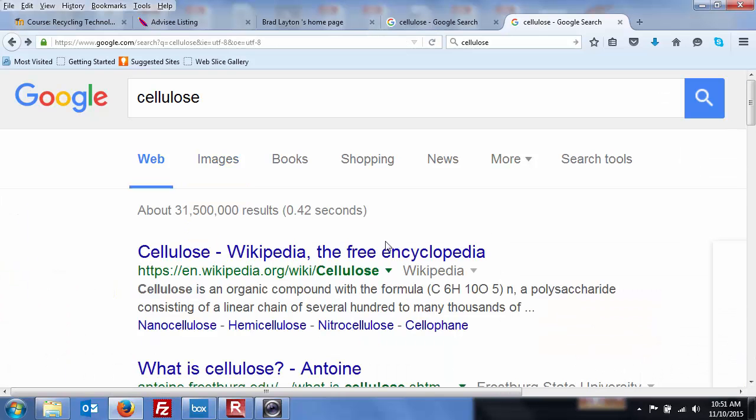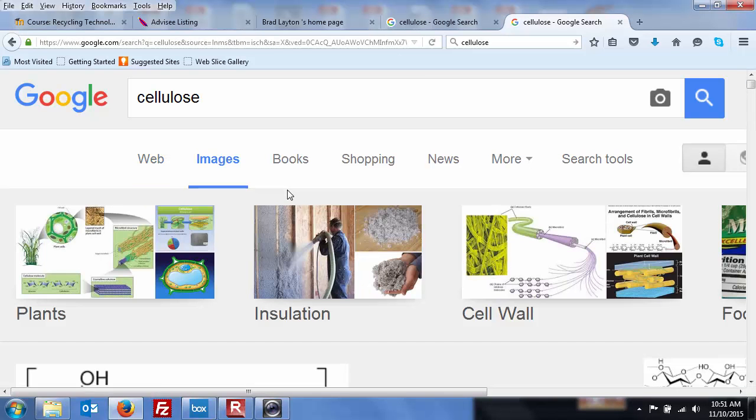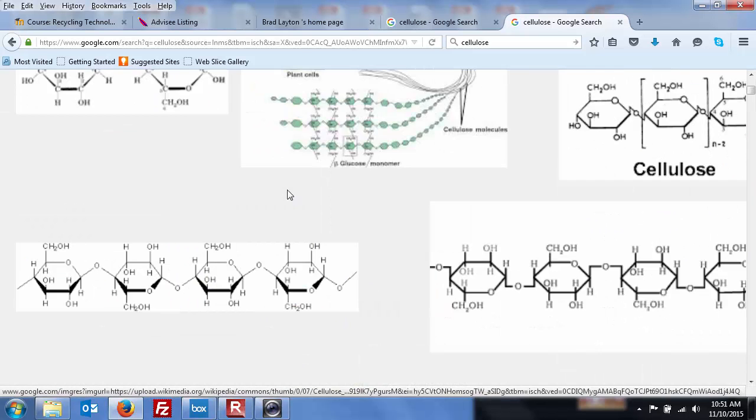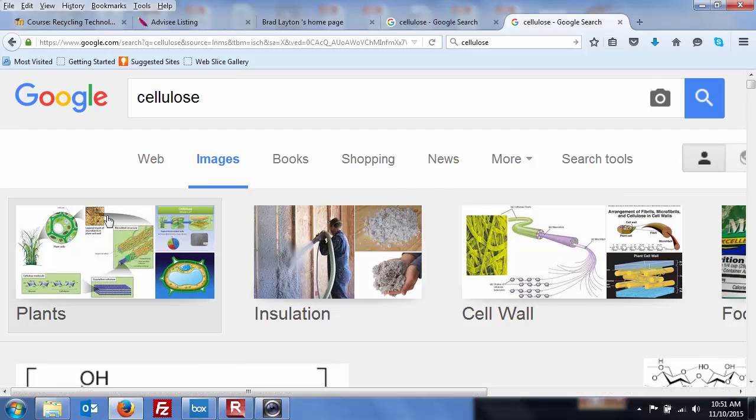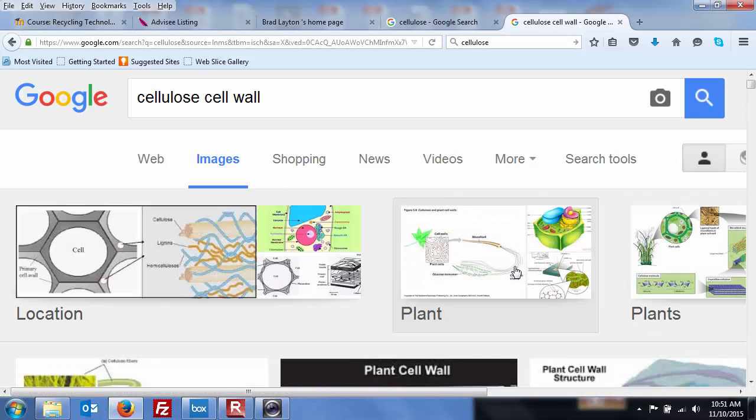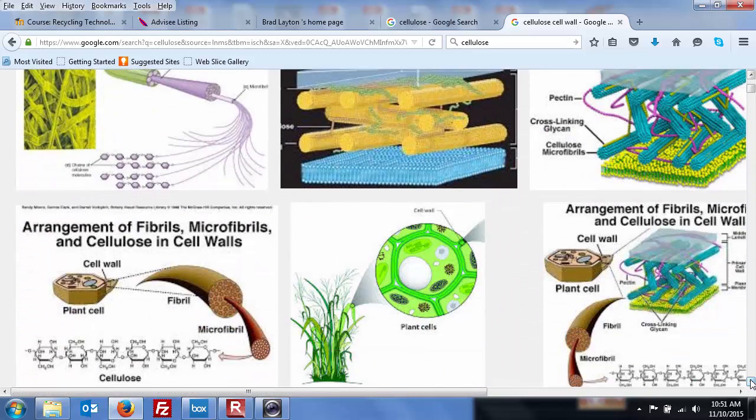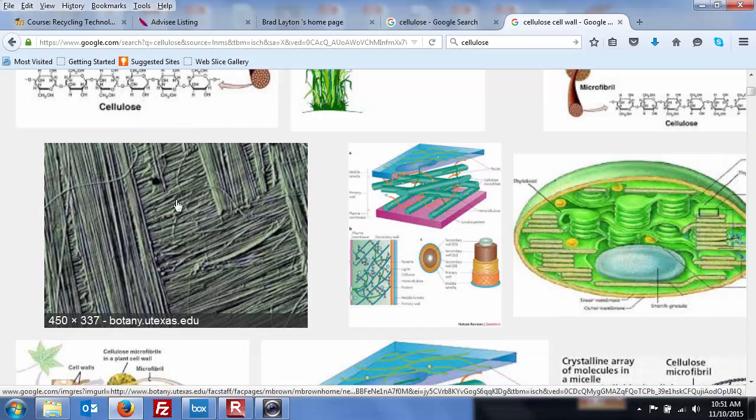Sorry if I'm flying around here too much. Yeah, I clicked on this one. Oh, and there are so many ways this can go. This is what it looks like under an electron microscope or an atomic force microscope.